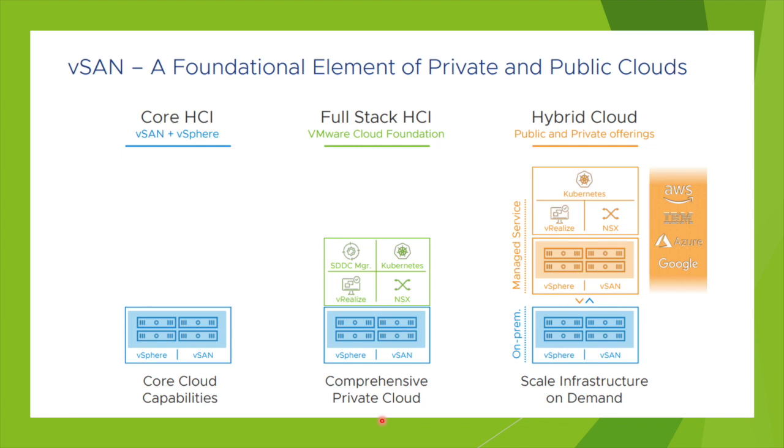Now, going on the right, we have hybrid cloud, which is the offering you can get if you want to have a private and a public cloud setup. So you have your on-prem, and then you can have a managed service provider, which can be VMware on AWS, which is offered by AWS, or IBM Cloud, Azure, and also Google Cloud. You can choose one of these providers, and you get the entire stack which we are seeing here. So that is the hybrid cloud model, which comes with the public and the private offering.